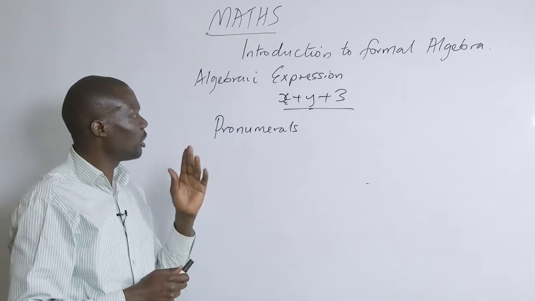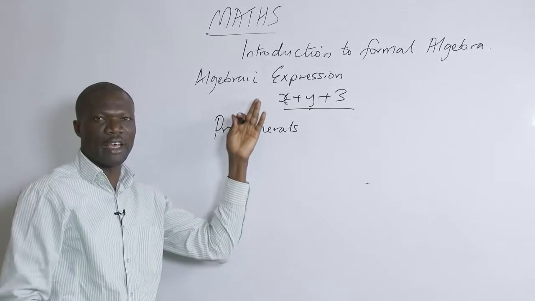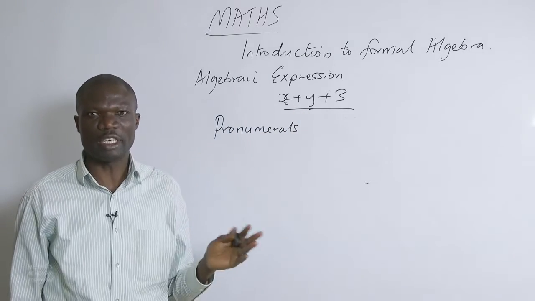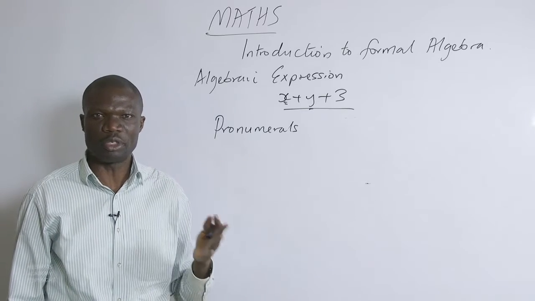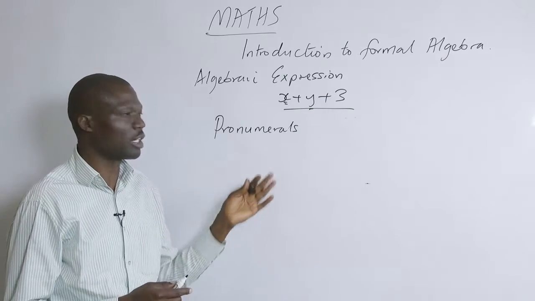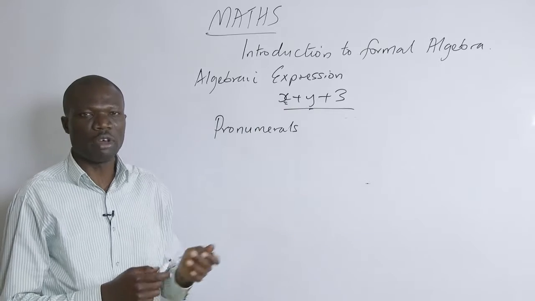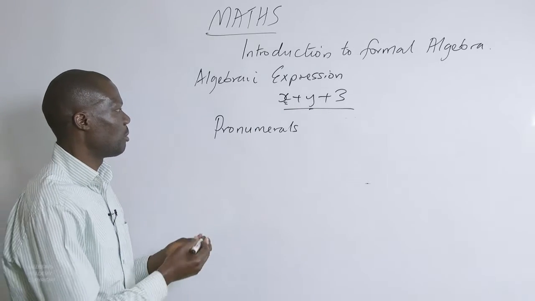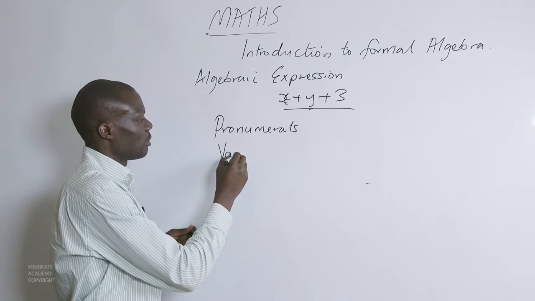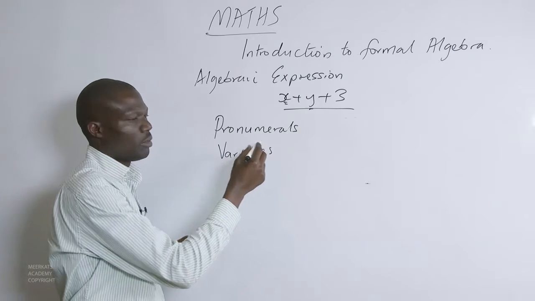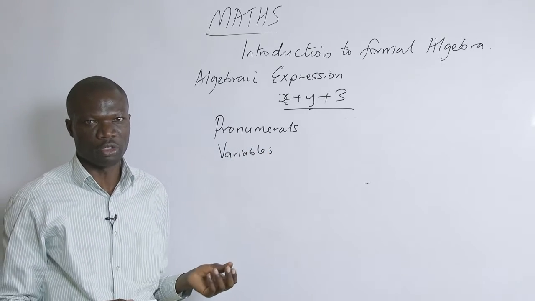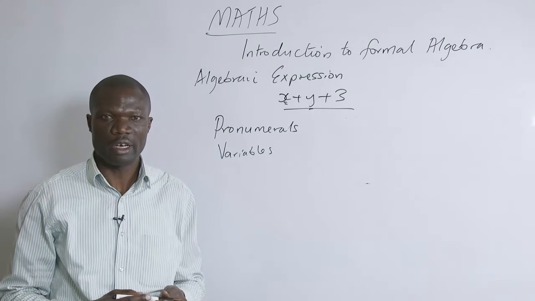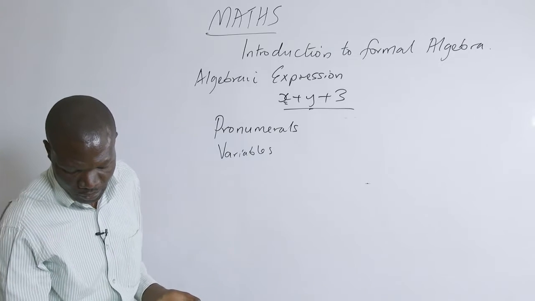There is also need to know that when we have x and y, in most cases they stand for certain numbers. It could be 1, it could be 2, depending on the situation. Since the values of x and y keep on changing, we can also call them variables. So you can say in this particular case, x and y are variables.